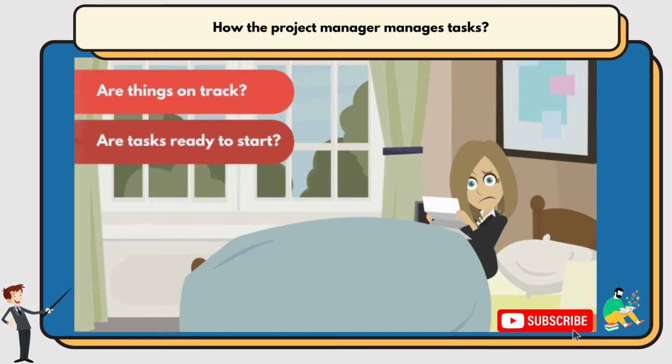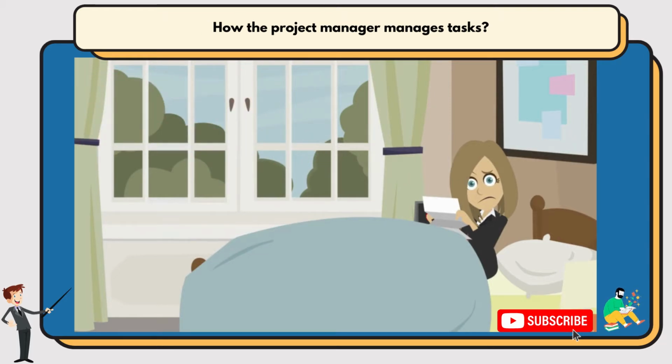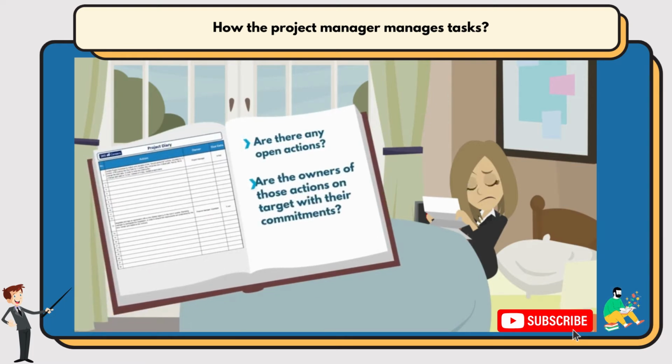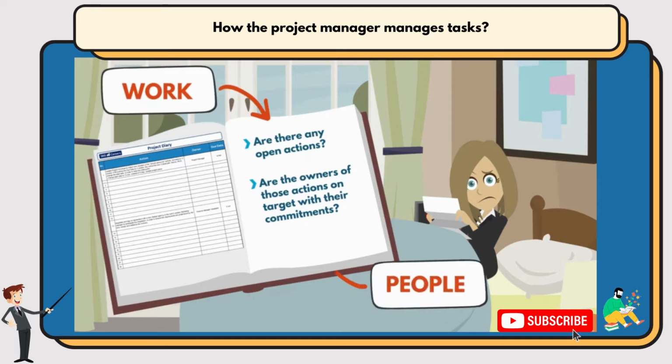Beyond this, the project manager also has to look at the project diary to see any open actions and ask if the owners of those actions are on target with their commitments. Only then do they progress with managing the project. In fact, the project manager manages two things, the work and the people. And in this lesson, we're going to discuss the work management.